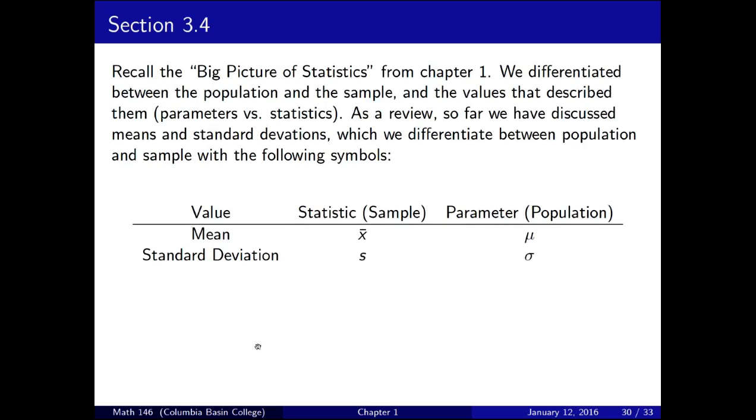Now, if you remember that big picture of statistics that I put up back in chapter 1, we made the distinction between population and sample, and the values that describe them, that are parameters versus statistics. So I want to just review what we've talked about so far. For samples, the statistics we typically measure, like the sample mean, we denote by x bar. The sample standard deviation we denote with a lowercase s. Whereas the population mean we typically denote with a mu, and the population standard deviation we typically denote with a sigma.